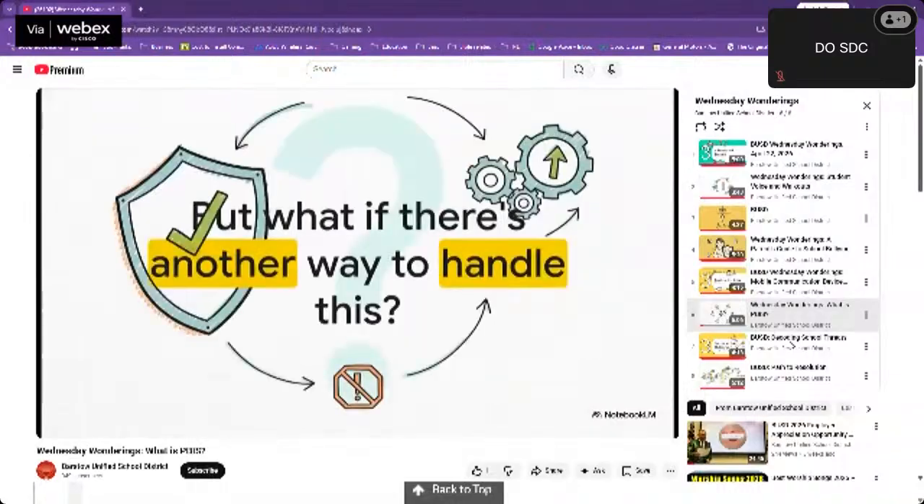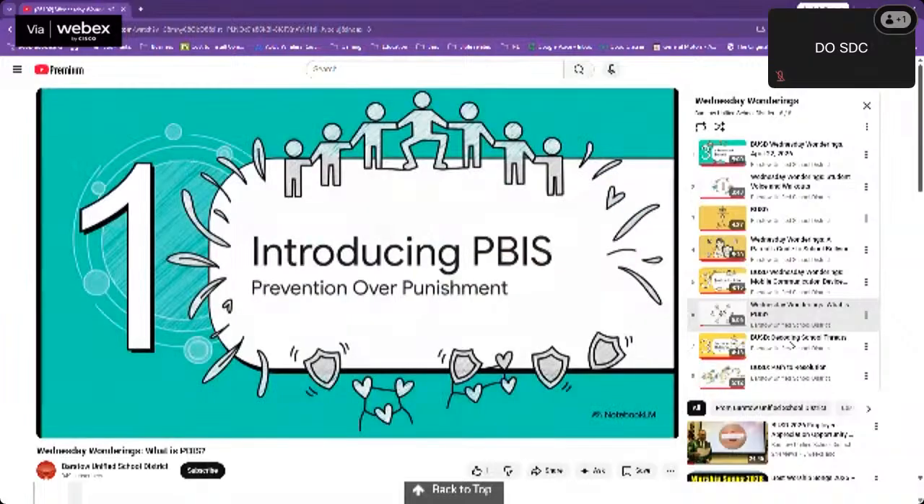But what if that whole scene just didn't have to happen? What if the goal wasn't just to punish the action, but to stop it from ever happening in the first place? And that's exactly where this whole different approach comes into play. It's called PBIS, which stands for Positive Behavioral Interventions and Supports. And really, the most important word there is supports.